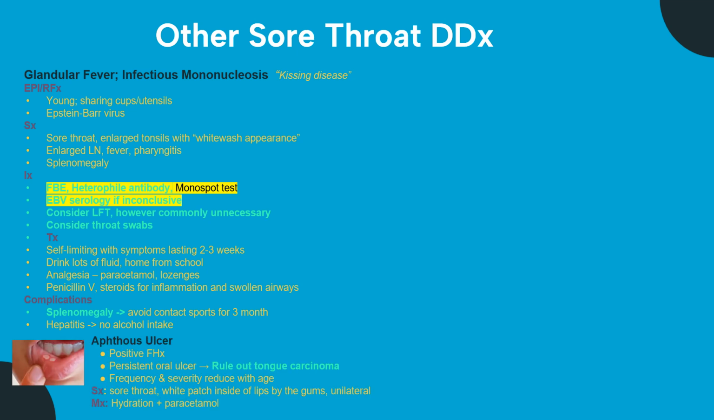In terms of your investigations, you can have a full blood examination and a heterophile antibody, also known as the monospot test. If that's inconclusive, consider an EBV serology. You can consider an LFT because of the potential of hepatic insult. And also, if you're thinking it could be bacterial, you can consider throat swabs as well.